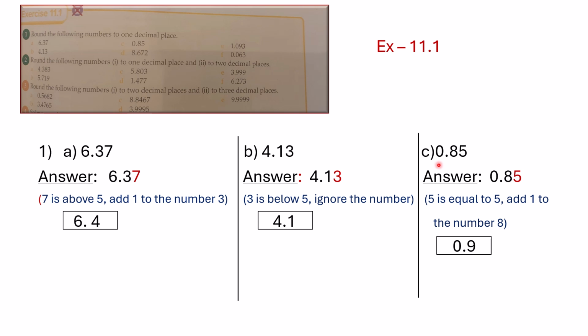C sum, 0.85. Look at the last digit. It's a 5. 5 is equal to 5. So we have to add 1 to the previous number. What is that? It's 8. 8 plus 1 is 9. 0.9. So here we are using the concept: if the number is above 5, we have to add 1 to the previous number. If it's below 5, we have to ignore it. If it is equal to 5, then we have to add 1 to the previous number.